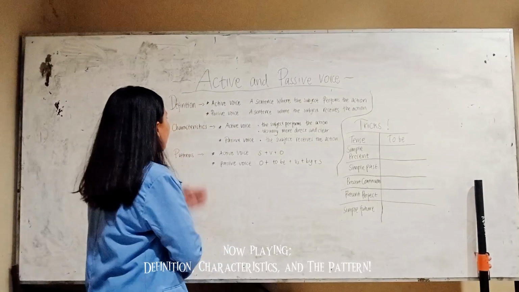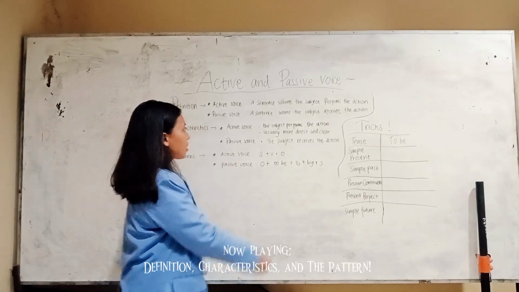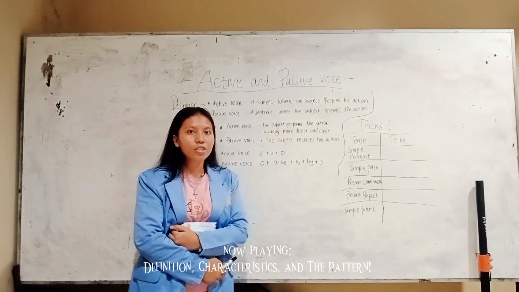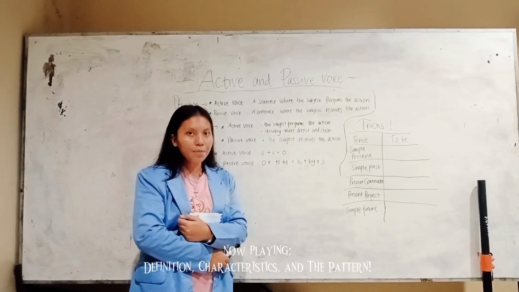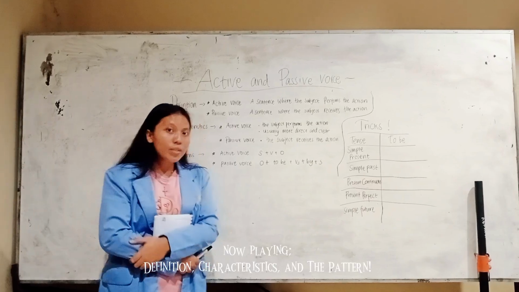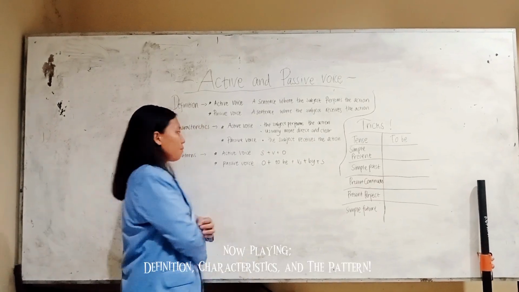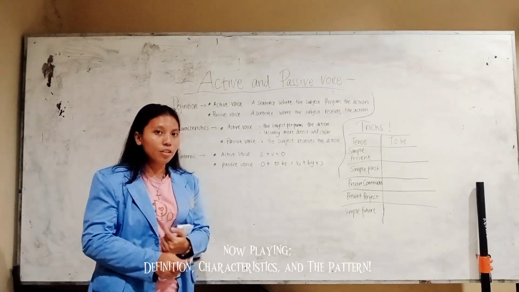Okay, the next is characteristics. The characteristics of active voice: the first is the subject performs the action. The second is usually more direct and clear. And the next, passive voice: the subject receives the action. And the patterns, we must know the pattern.